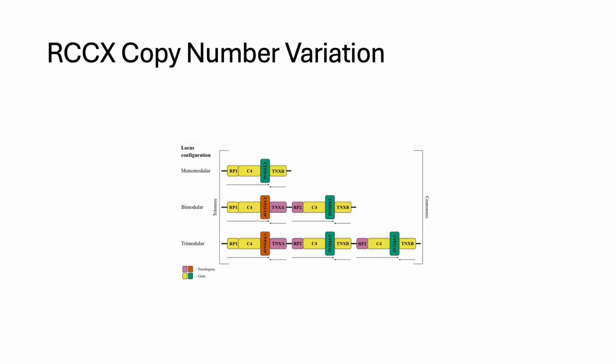This diagram illustrates copy number variation, which are monomodular, bimodular, and trimodular as the 3 types. They either involve a single copy of all genes, 2 copies, or 3. Bimodular is the most common configuration in humans, but monomodular or trimodular configurations can make a human more susceptible to disease.